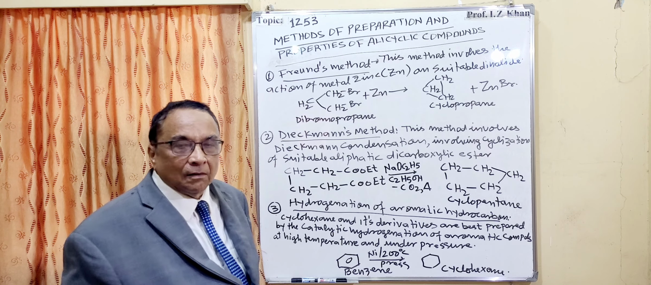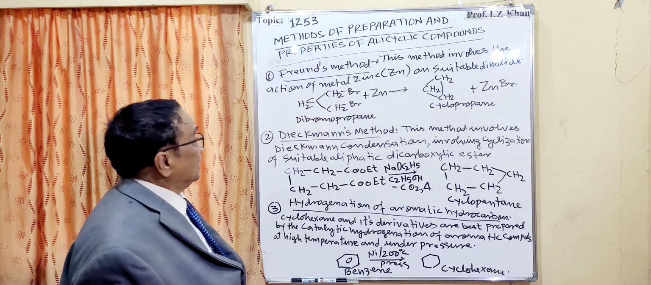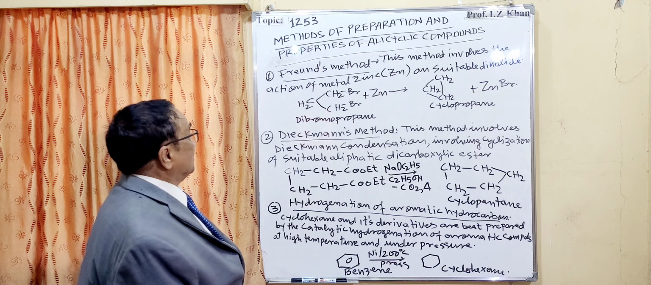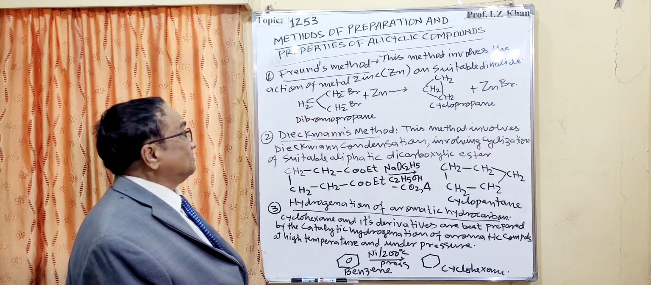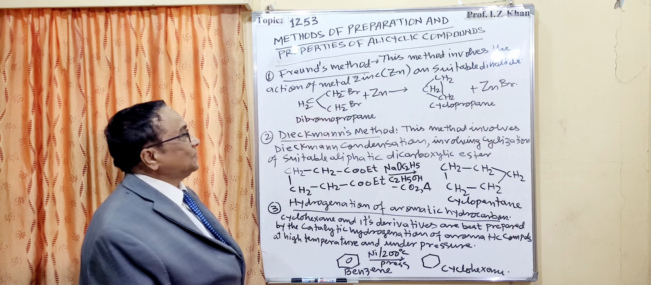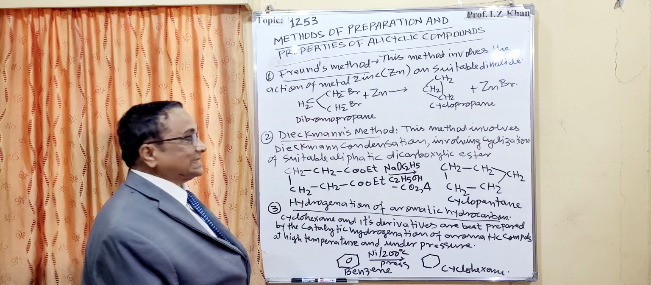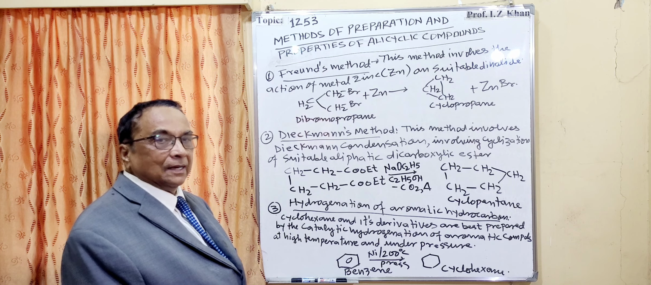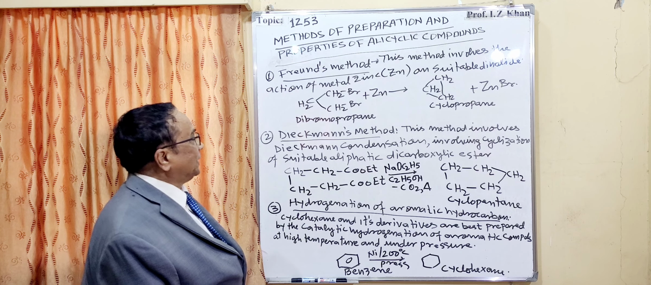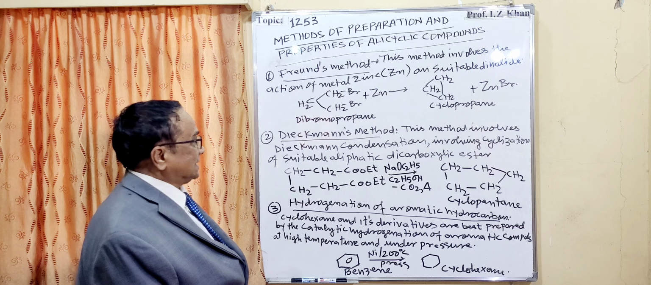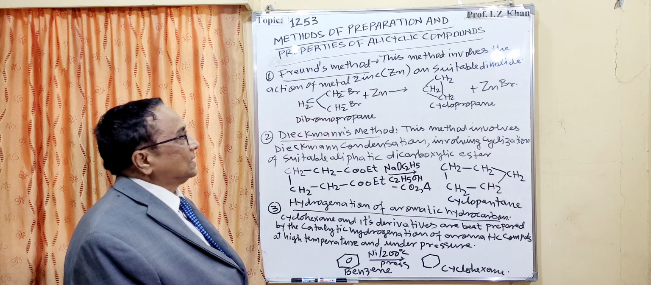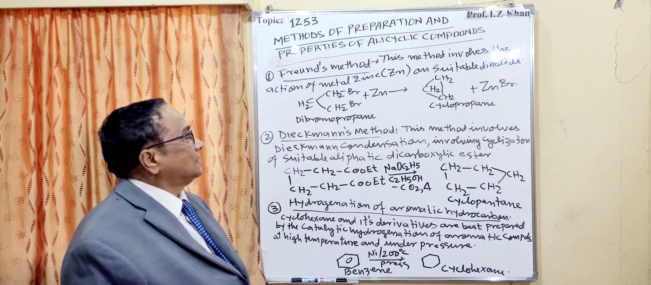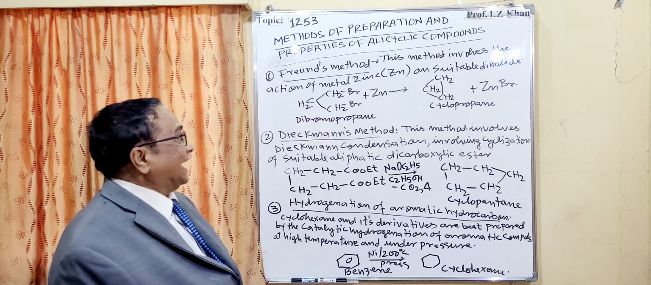So here all these methods are given. Some of them are in the form of name reactions. Number one, that is called Freund's method. This method involves the action of metal on a suitable dihalide, that is dibromopropane. When it is treated with zinc, it is converted into cyclopropane, and ZnBr2 will be out.